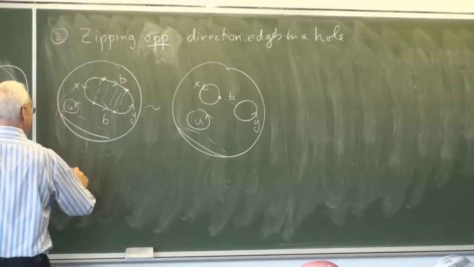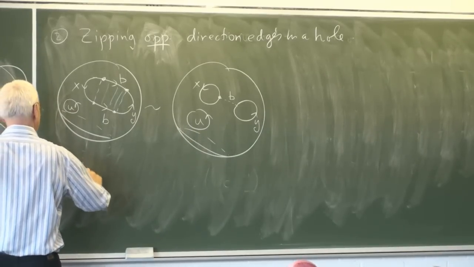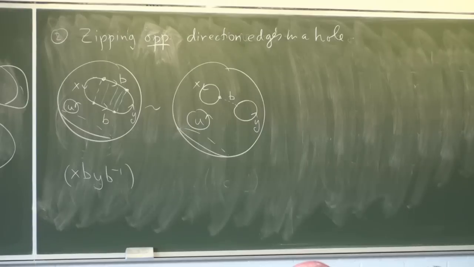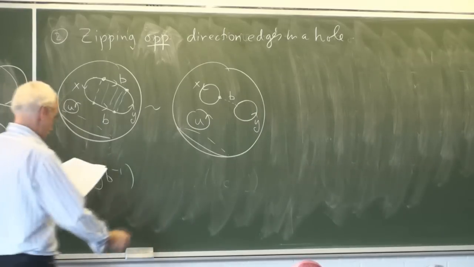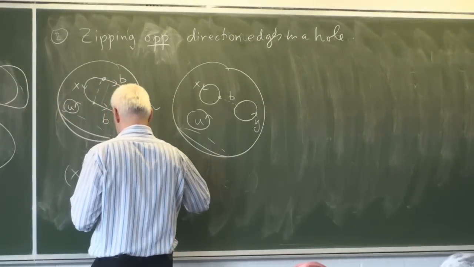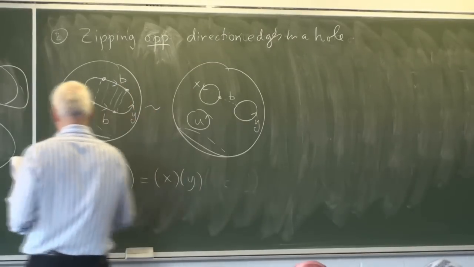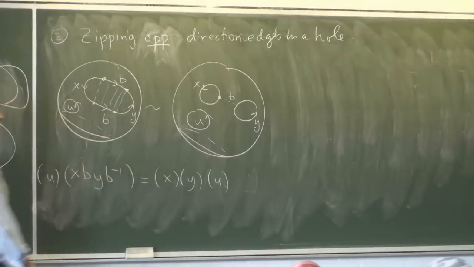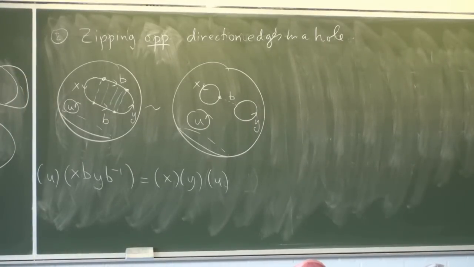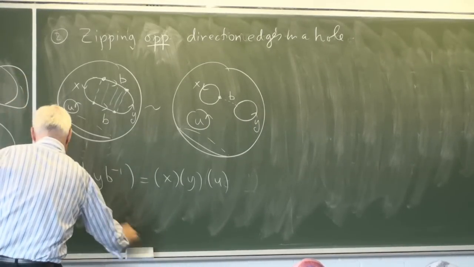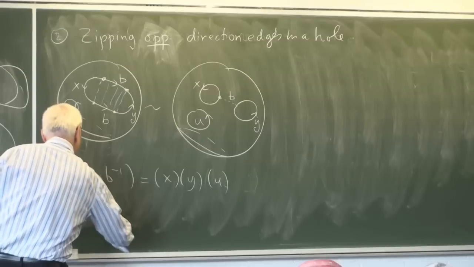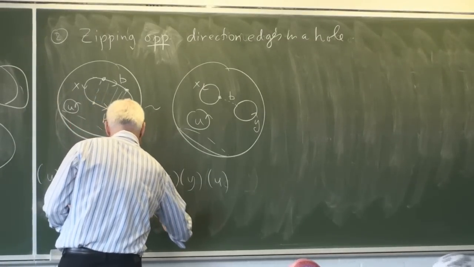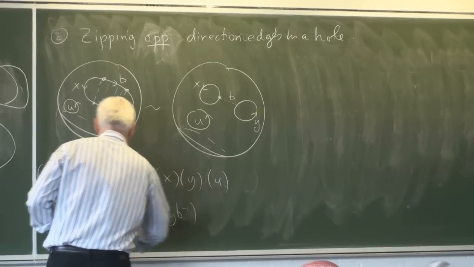So we can write this as X, B, Y, B inverse. That particular hole can be replaced by hole X, hole Y. And if there's a hole U in front, then it stays there as well. But the crucial relation is that X, Y equals X, B, Y, B inverse.